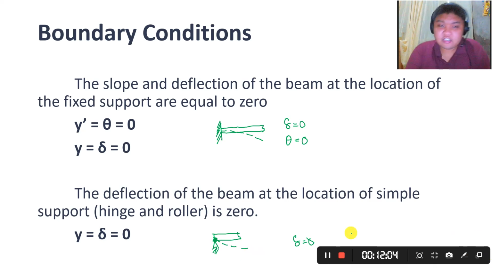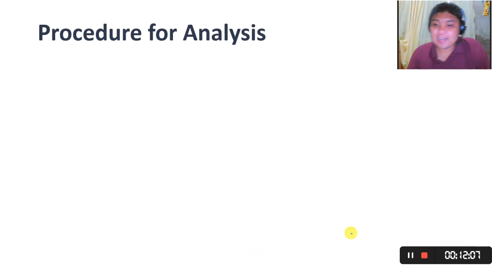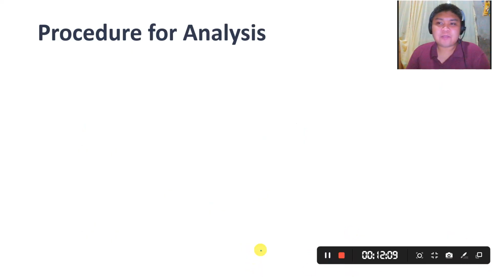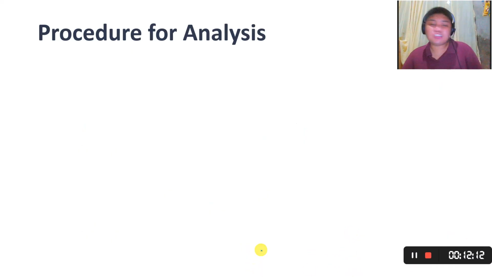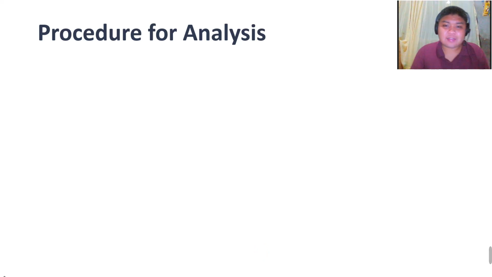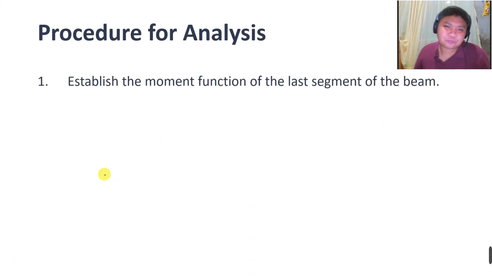Okay? So, next tayo, of course, is the procedure for analysis. So, paano ba natin gagawin ang double integration method? So, sige, subukan natin na i-discuss yung mga steps. So, step 1, establish the moment function of the last segment of the beam. So, yun muna class ang una mong gagawin. Alamin mo kung ano yung moment function ng last segment. So, kung maalala nyo sa shear and moment function, meron tayong mga segment 1, segment 2, segment 3, until last segment. Tapos, for every segment, gumawa tayo ng equations. Ngayon, class, hindi na. Yung last segment lang talaga ang gagawan nyo ng moment function. Again, moment function lang to.